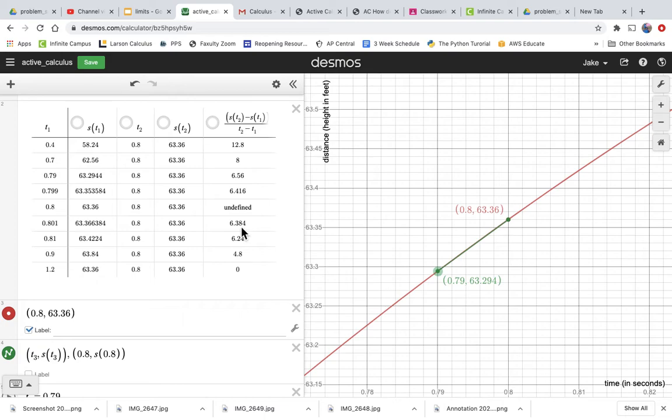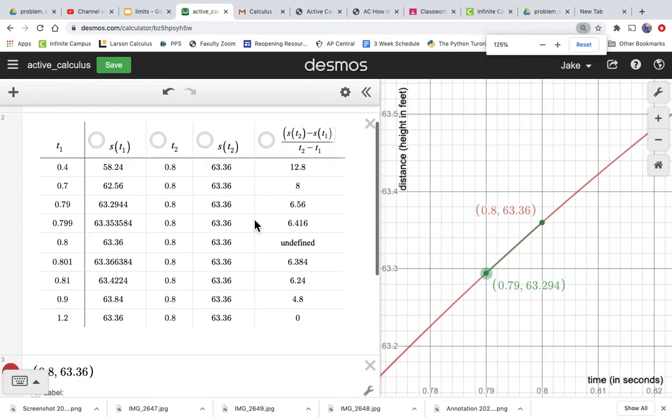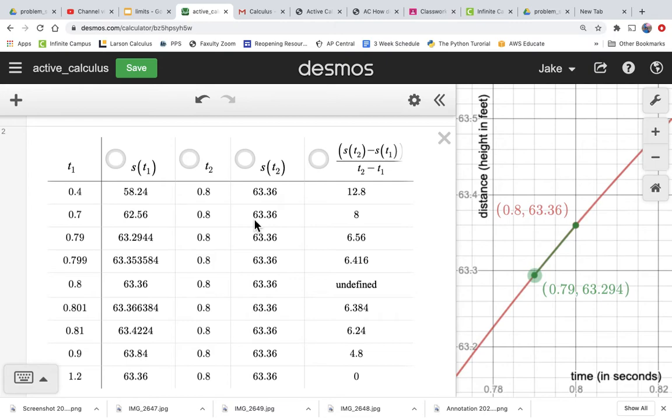And we'd see that the average velocity on the interval between 0.801 seconds and 0.8 seconds is 6.384 feet per second. So we can see that we're approaching something between these two numbers, between 6.416 and 6.384 feet per second for our average velocity. And in the next video, we're going to make this even more precise and show you how to actually calculate the instantaneous velocity.